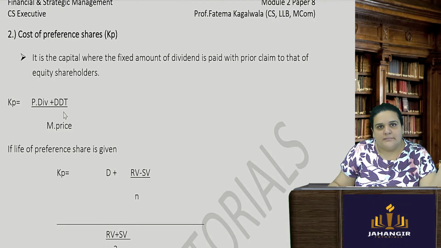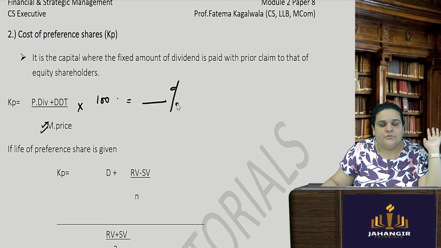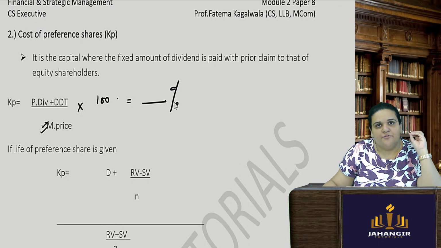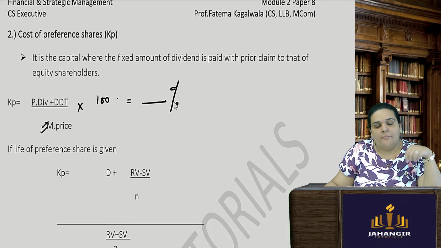Upon again the price, whichever price they are giving us, market price or face value, whatever price it is. Generally whenever market price is given, we always take the market price into 100. So the answer will come into whatever percentage. Okay, so this is the formula for KP. What are we giving them? Company is going to give them the dividend, along with the DDT also is a cost, okay, upon the market price.